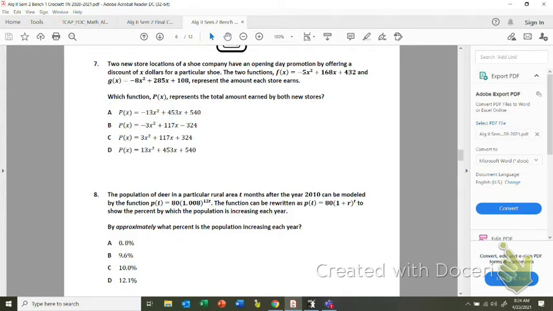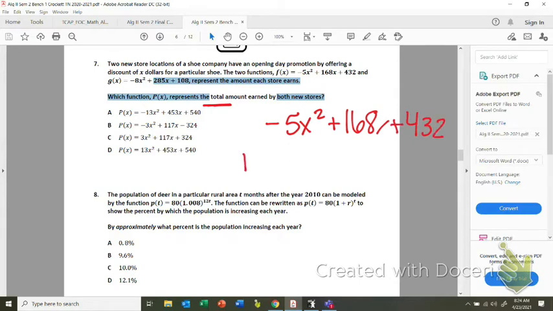All right, so we've got a shoe store. We've got 2 functions, f of x and g of x. And it asks us to find p of x, which is the total amount of both stores. When it asks you to find the total, what are you going to do to those 2 functions? You're going to add them. So literally, negative 5x squared plus 168x plus 432 plus negative 8x squared plus 285x plus 108.